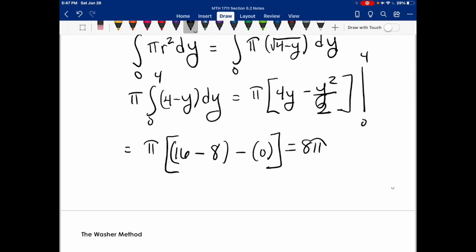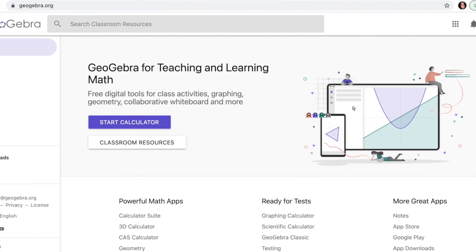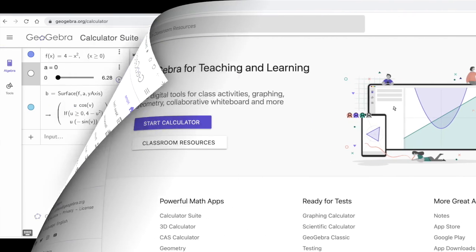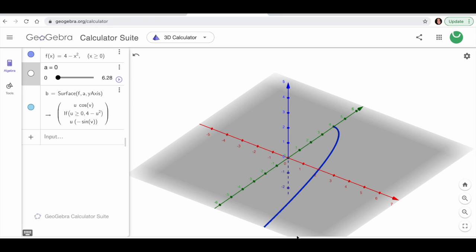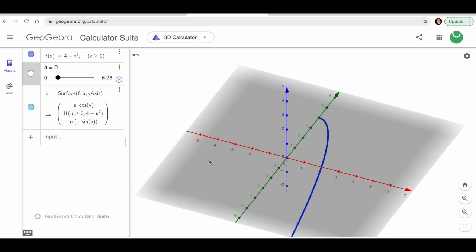So now let's see what this looks like. Since GeoGebra likes things that are in terms of x, I rewrote the function like I showed you when it was in terms of x. And I'm telling GeoGebra to only graph the positive side of that, so I'm telling it to graph from x greater than or equal to 0. So we get our parabola that's only greater than 0.